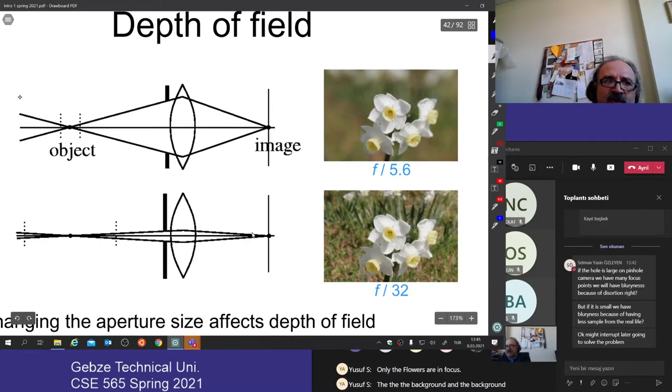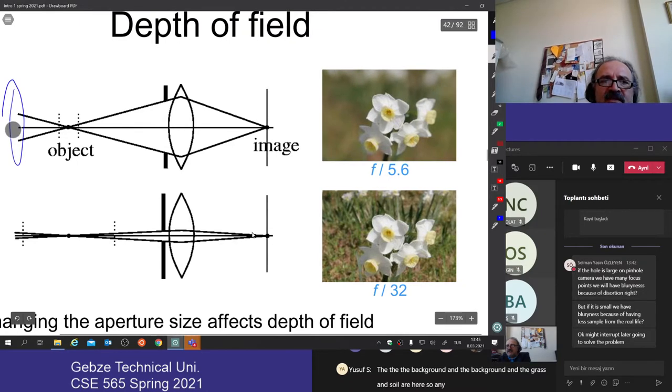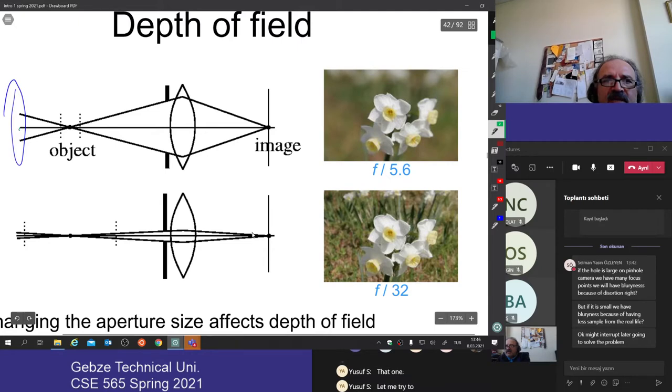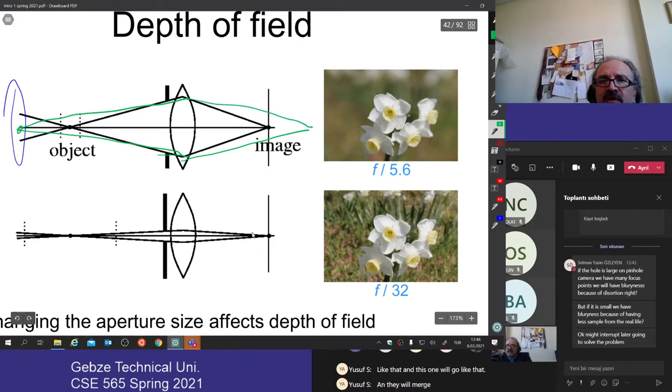The background and the grass and the soil are here. So any point from this will be, let's say, that one. Let me try to draw it like this point. We'll go like that. And this one will go like that. And they will merge here. Okay, so it will cause lots of blurriness here.